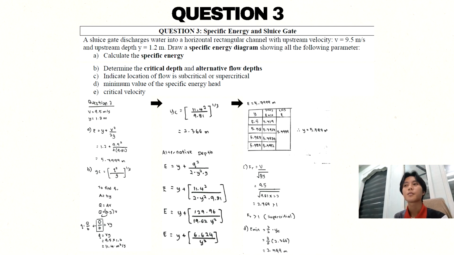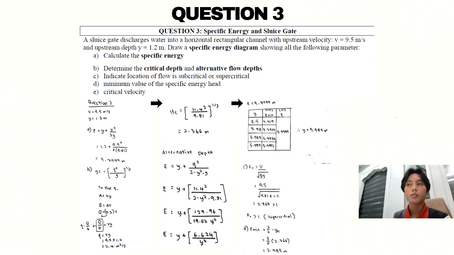For finding whether the flow is subcritical or supercritical, we will be using the Froude formula equals V over square root of gravity times y. So the answer will be 2.769, and it is more than 1, so it is supercritical. The next question is D.